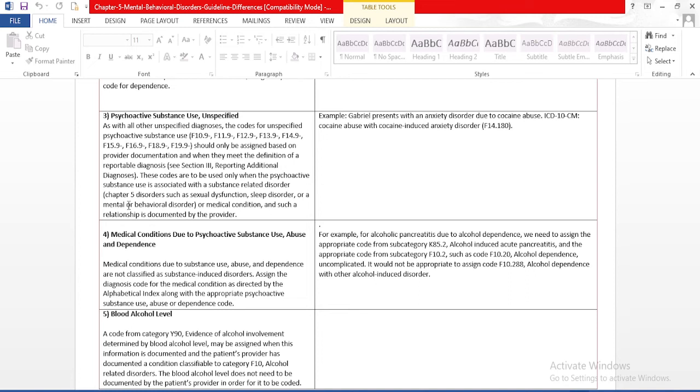So we have an example here. Gabriel presents with an anxiety disorder due to cocaine abuse. How do we code this one? F14.180, cocaine abuse with cocaine induced anxiety disorder.